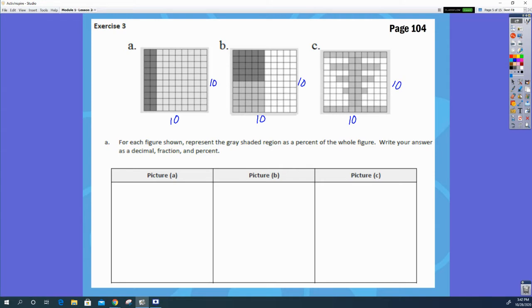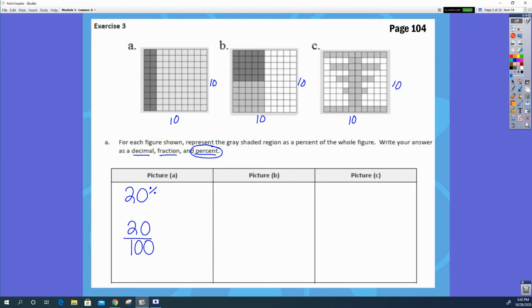So my shaded region on A, we have 2 full columns, so that would be 20%. So the thing is, we have to write it in 3 different ways. So I want to start with the easiest. Right now, we would write 20%. There's the percent. All right, to make it into a fraction, Ms. Holmes keeps saying, percentage is always out of 100. So I'm going to write 20 over 100. Percentage is always out of 100.